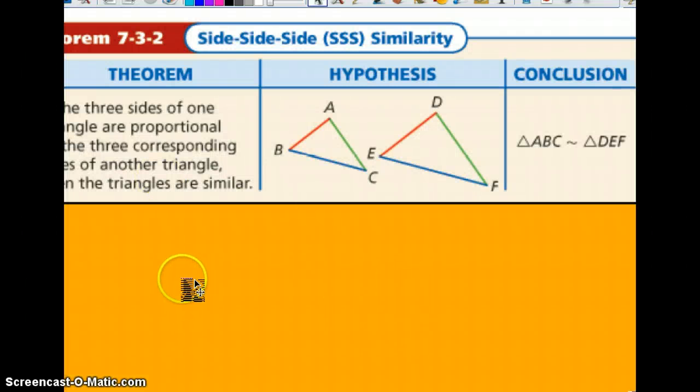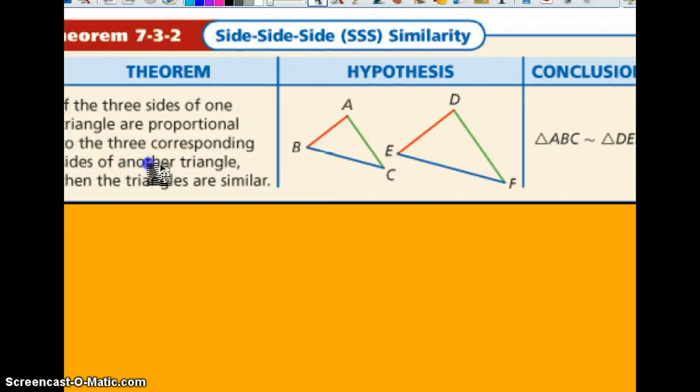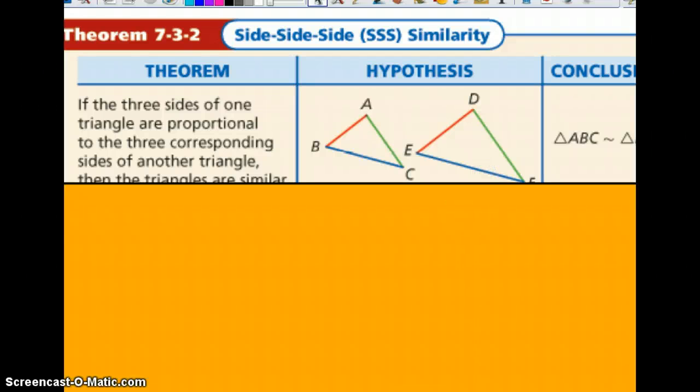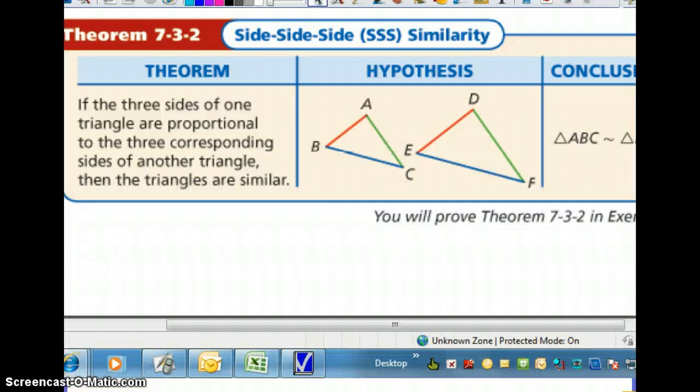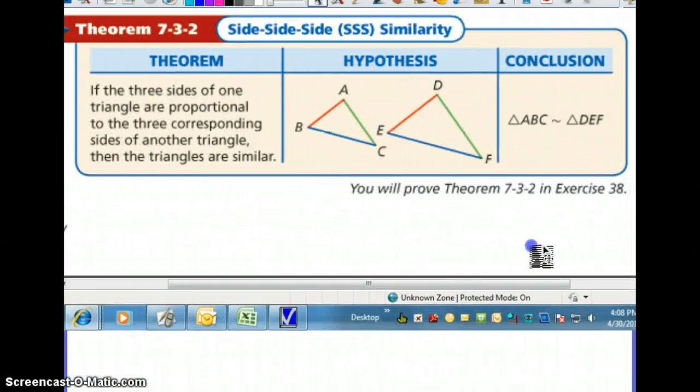And so that's how we come up with these postulates here. Or theorems, I should say. We got one postulate, two theorems. Here's your three sides. If three sides of one triangle are proportional to three corresponding sides of another triangle, then the triangles are similar.